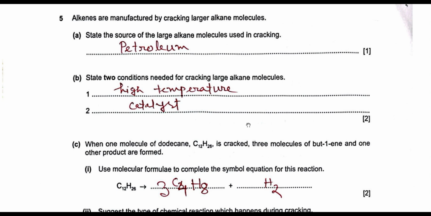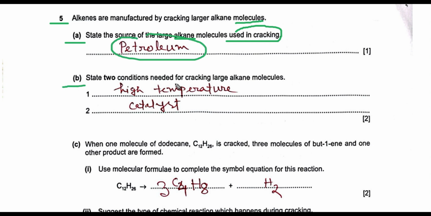Number 5, alkenes are manufactured by cracking of larger alkane molecules. State the source of large alkane molecules used for cracking. The source of alkanes is petroleum.